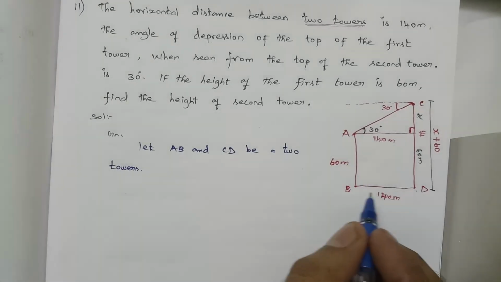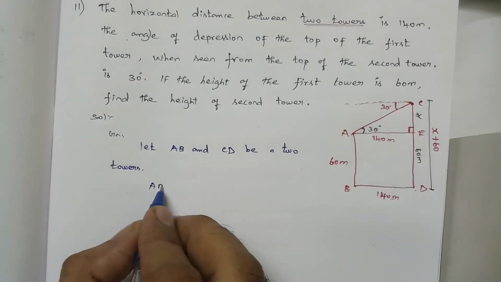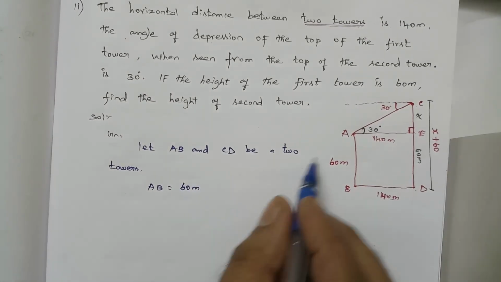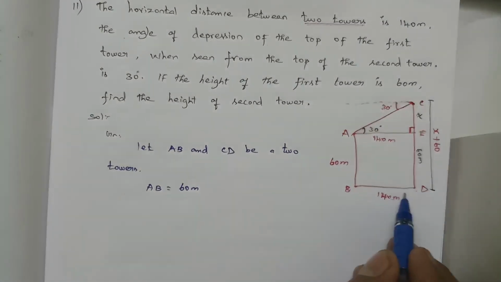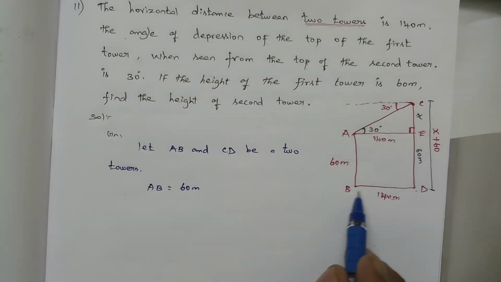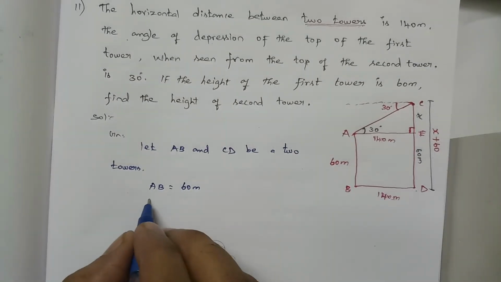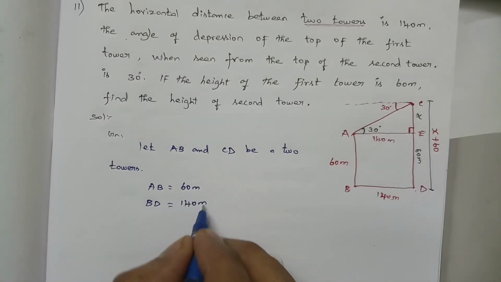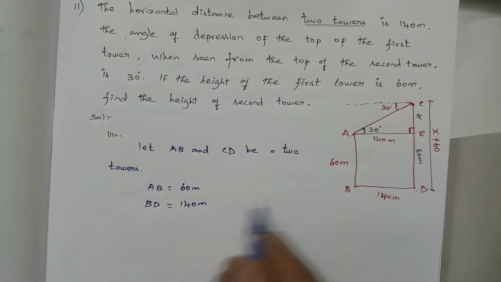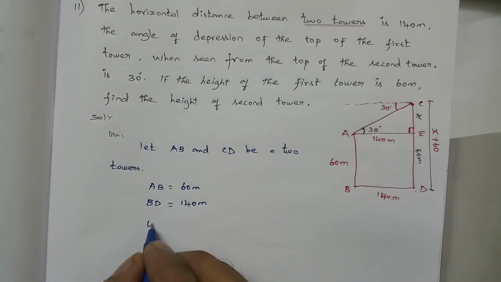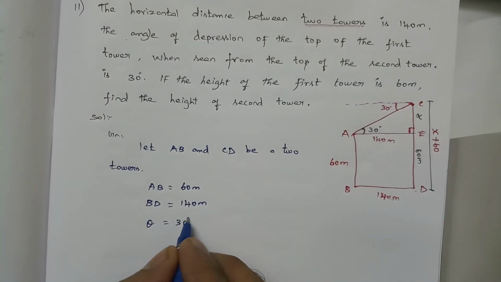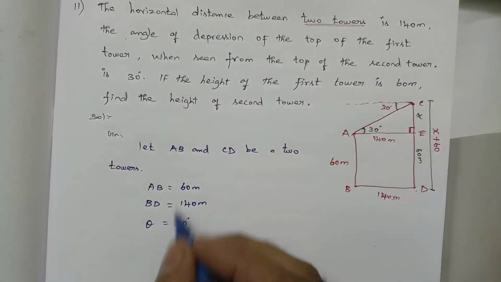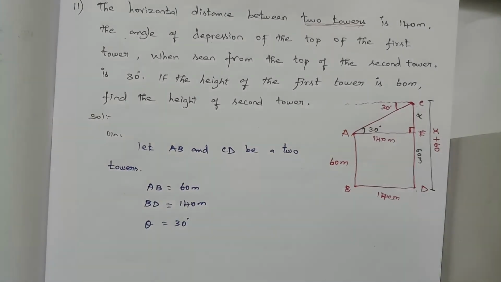And what are the things we have? AB is equal to 60 meter. Next, the distance between the two towers, that is BD, is equal to 140 meter, and the angle of depression, theta, is equal to 30 degrees. These are the given things. I have assumed this one, and from these I am going to find the remaining.